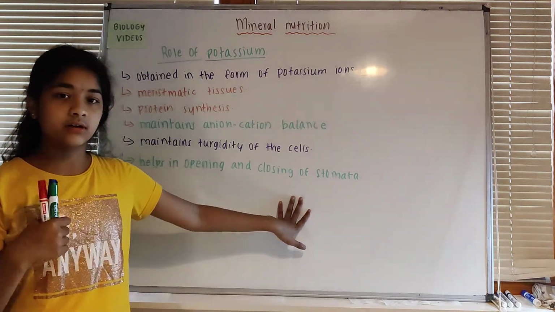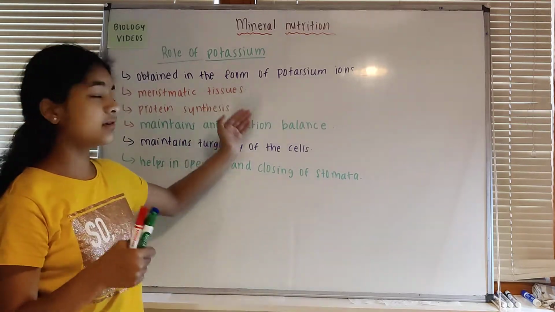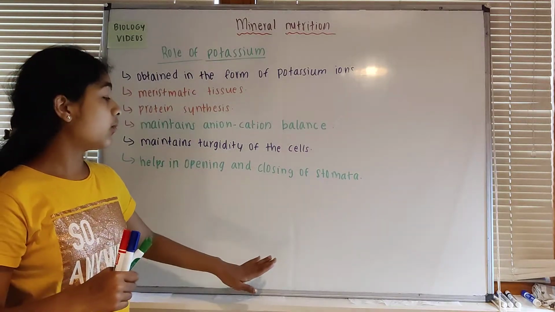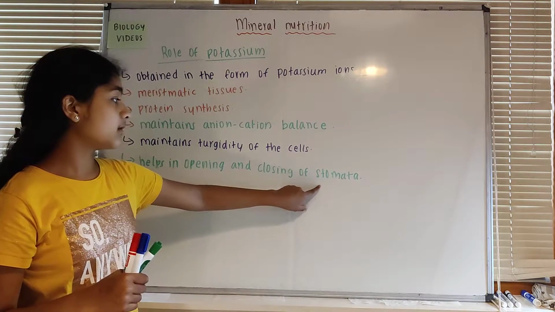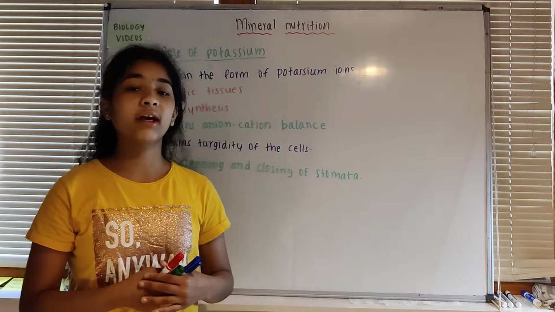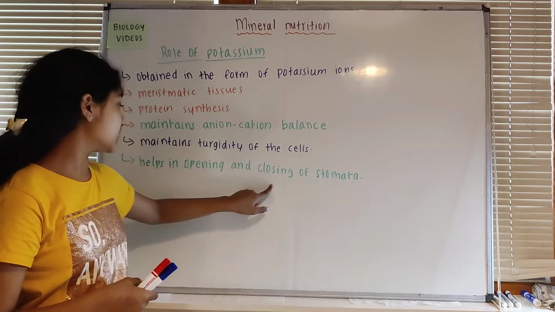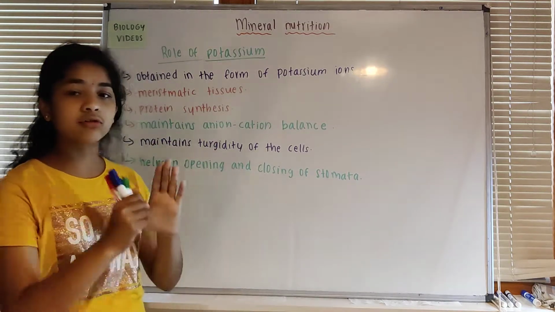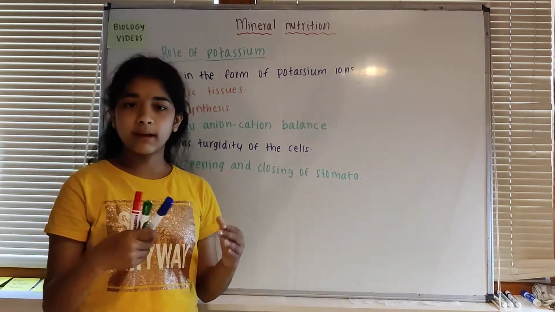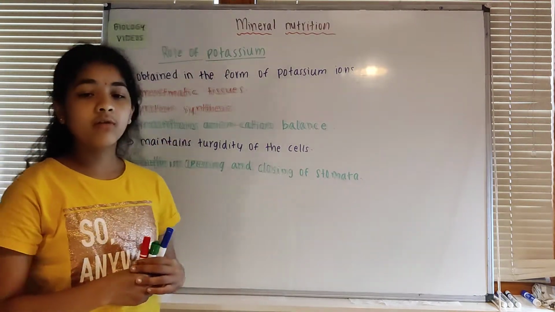We know that the stress hormone is abscisic acid. Here we are talking about mineral nutrition mostly in plants. Abscisic acid is the stress hormone. When the temperature is high, there is a lot of stress for the plant, so the stomata close. So potassium helps in the opening and closing of stomata. It basically regulates the opening and closing of stomata, mainly in the context of temperature. So this is about the role of potassium.